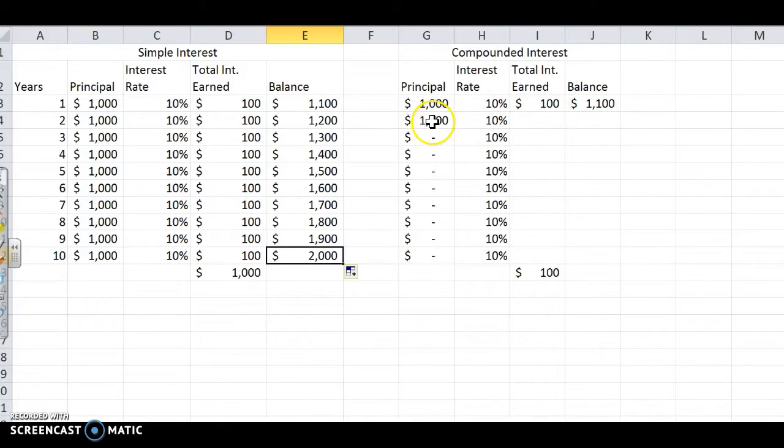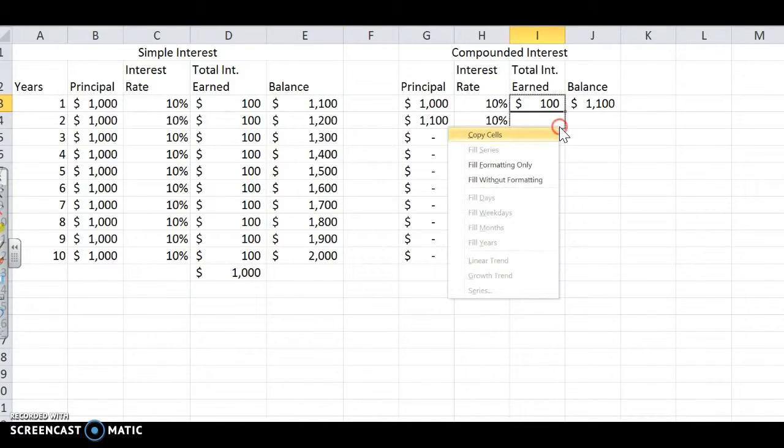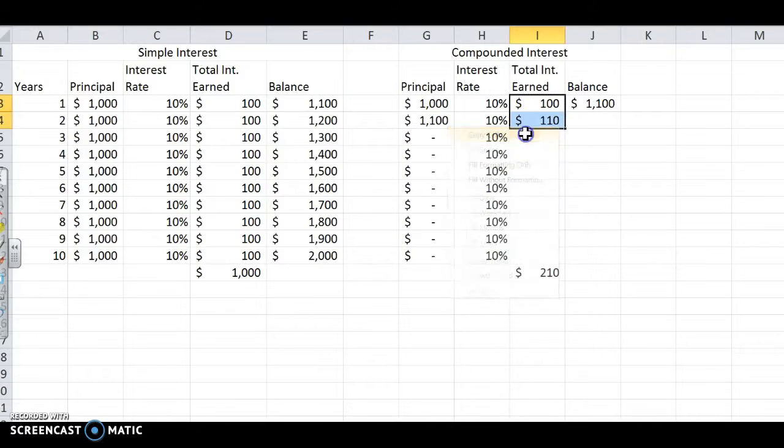The next year, in year 2, the interest of 10% is applied not just to the $1,000 principal, but against any previously earned interest, which would be the $1,100 that is already sitting in the account. So in the second year, $110 was earned in interest versus only $100 under the simple interest calculation.